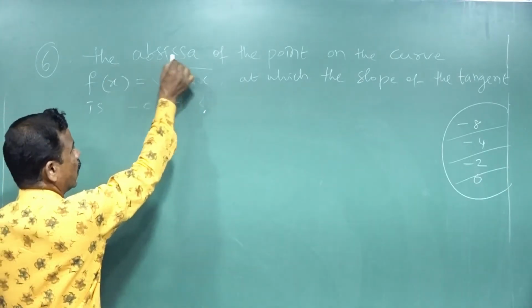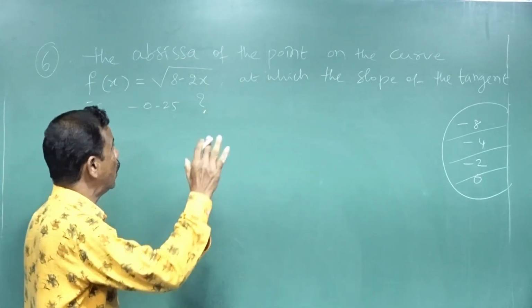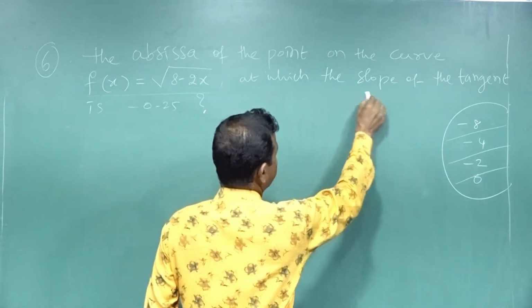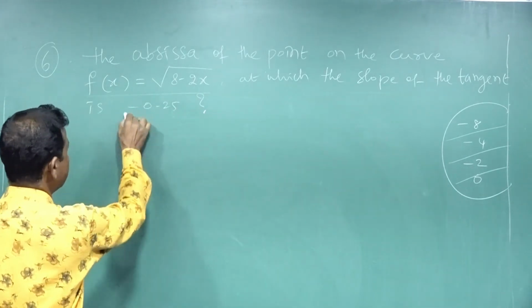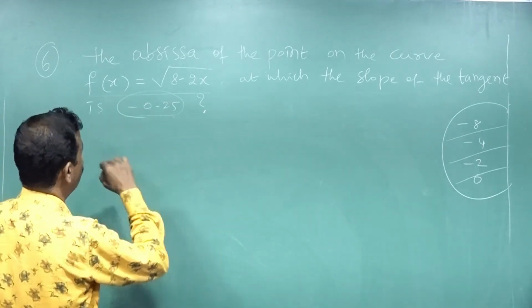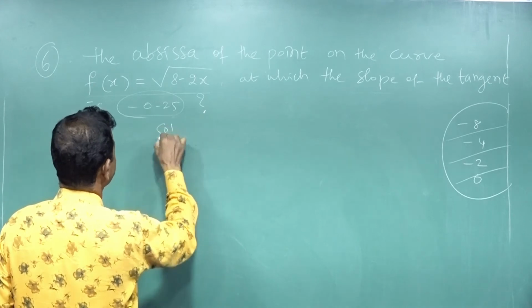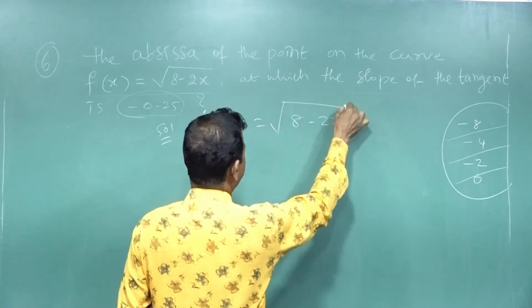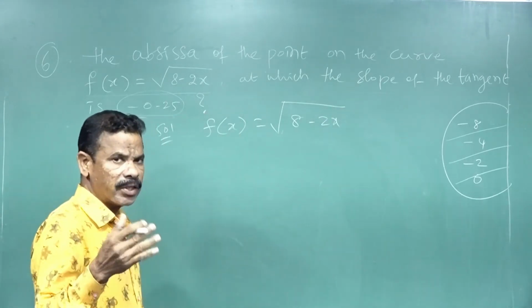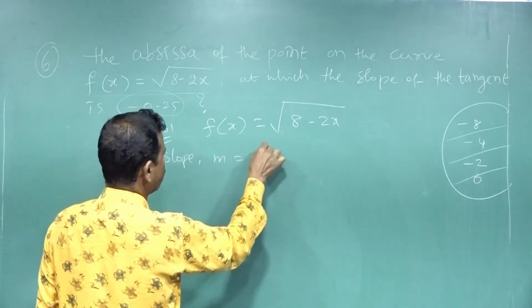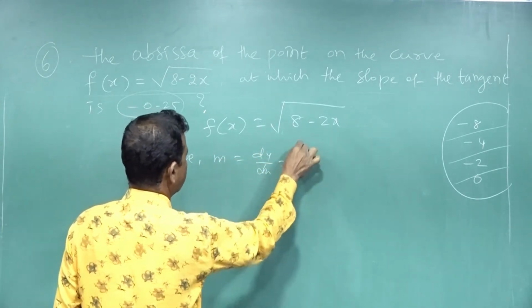Sixth problem. The x coordinate of the point on the curve f of x is equal to under root of 8 minus 2x, at which the slope of the tangent is minus 0.25. Slope is given. So what is the given function? F of x is equal to under root of 8 minus 2x, given. The slope is nothing but dy by dx. Slope is the m, otherwise dy by dx, otherwise f dash x.